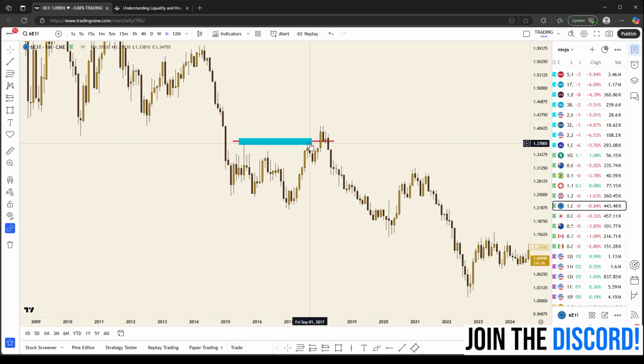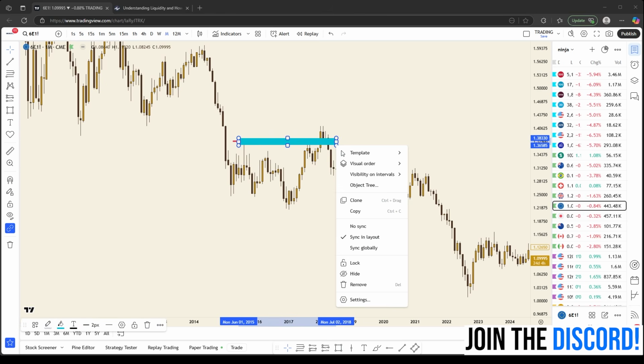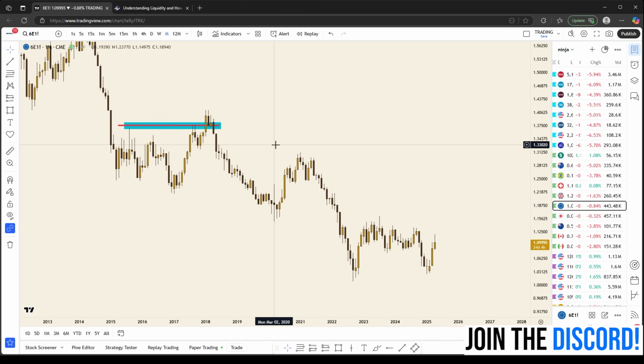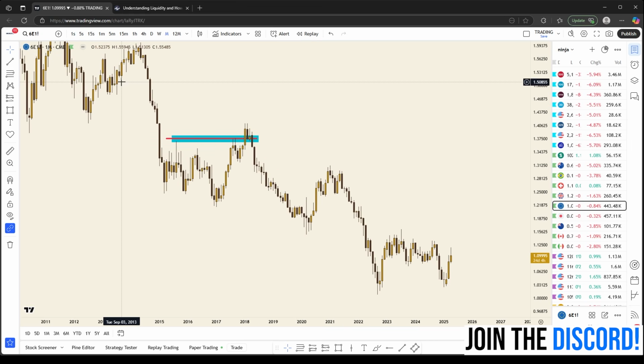We are primarily looking for equal highs and equal lows. So don't take this whole important high or low or long-standing high or low thing into too much account. We're primarily looking for equal highs and lows.